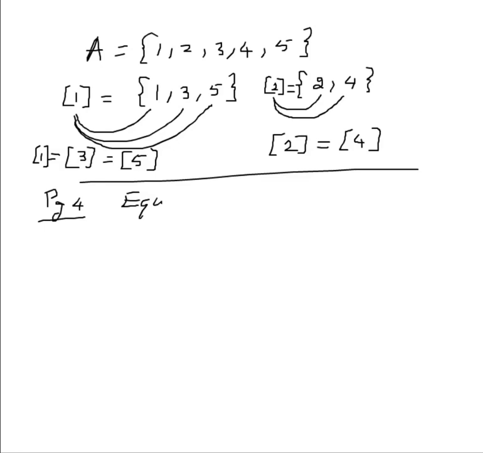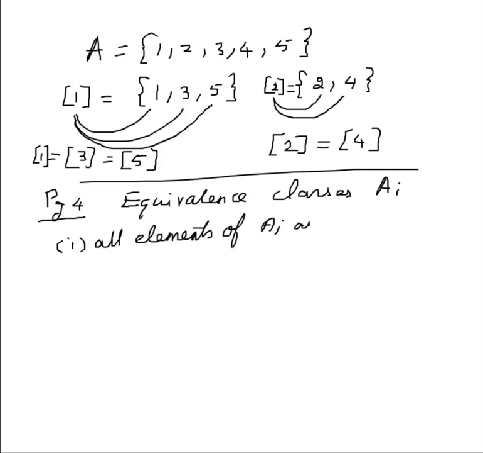So equivalence classes means, for example, if I denote the equivalence classes by Ai, the first condition is that all elements of Ai should be related to each other. Like in this previous example, 1, 3, 5 are related to each other, 2 and 4 are related to each other. So elements of those sets should be related to each other.